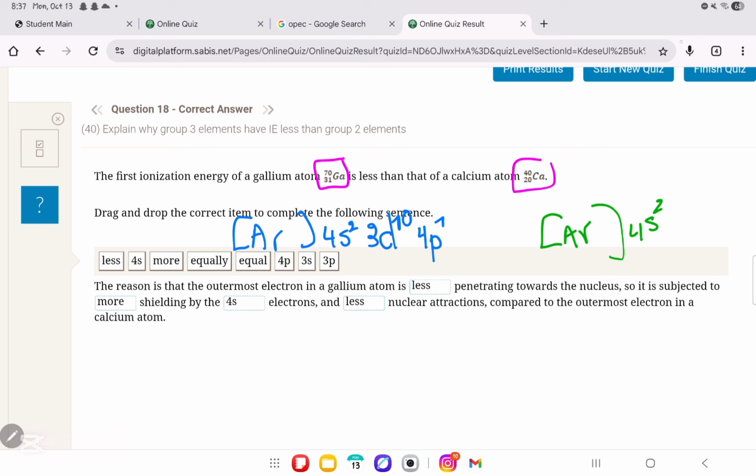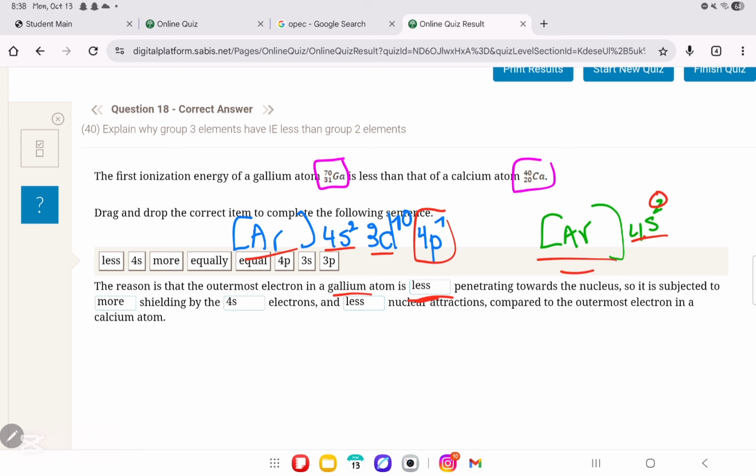So now, what did they say? They said that the outermost electron in gallium is less penetrating. Why? Because the outermost electron is in the 4p orbital, and in front of it, it has 3d10, and then 4s2, and then argon, right? So it's less penetrating. It does not go to the nucleus as much as the calcium, because calcium's only barrier is argon, right?